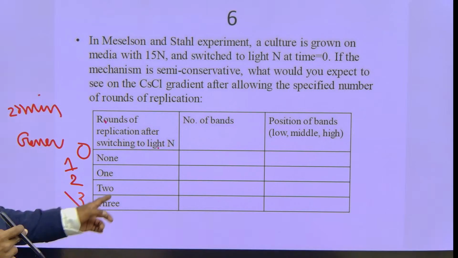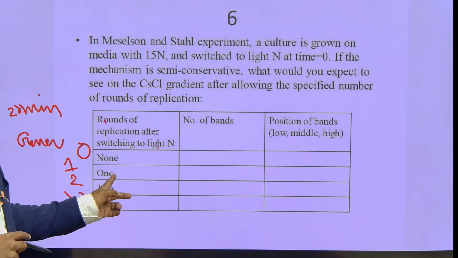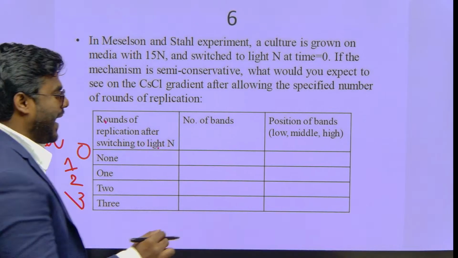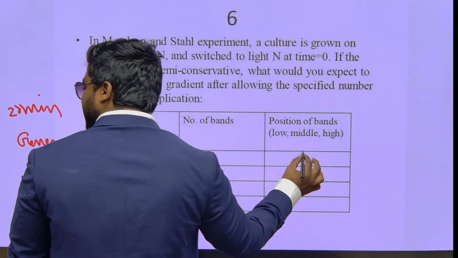Tell me, generation 0, what do we got? How many bands? Only one band, which is heavy. So it is settling at low.